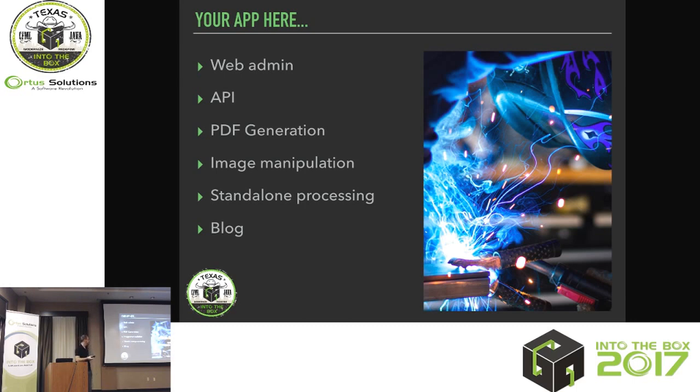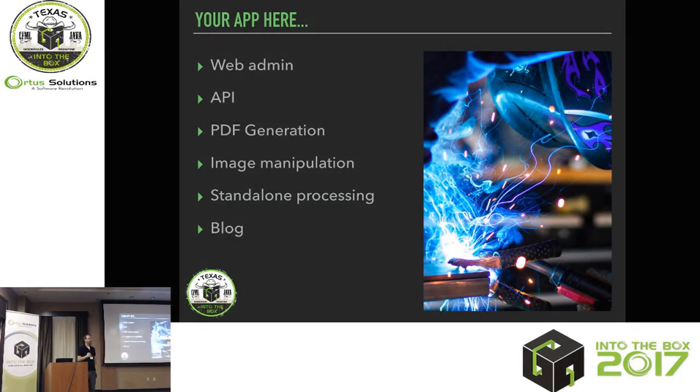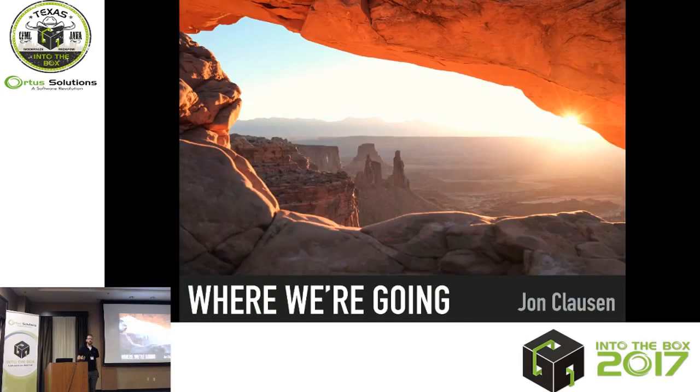This is why we push for people to write ColdBox APIs inside of a module. Because if they want to move that API somewhere out to a microservice and decouple it from the main application, it's completely modular. It's a self-contained folder of code. PDF generation, image manipulation, some sort of standalone processing, maybe even the blog on your website. These are all potentially chunks of an application that could stand on their own and be scaled independently. So with that setup, John's going to come up and give us some more in-depth ideas about how we can make that happen with our tools.